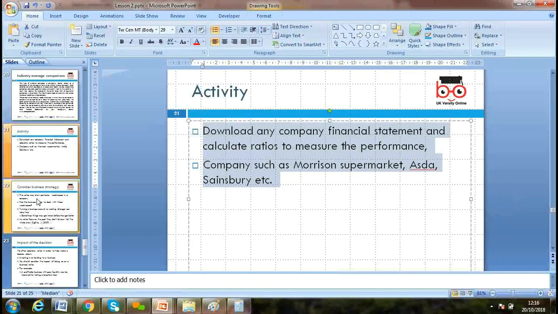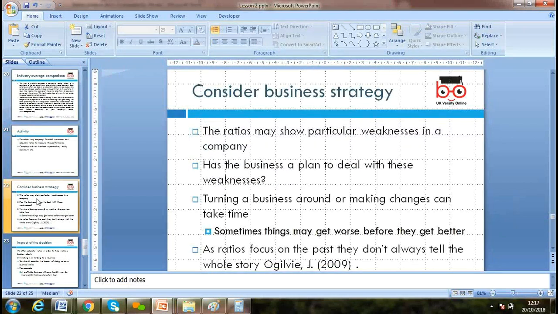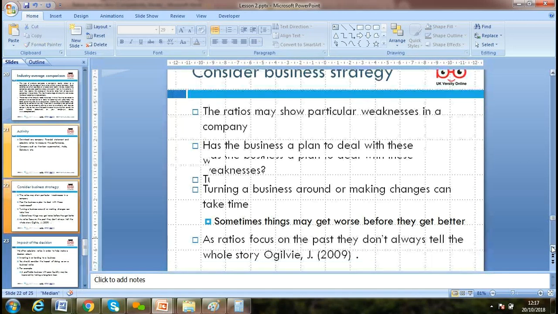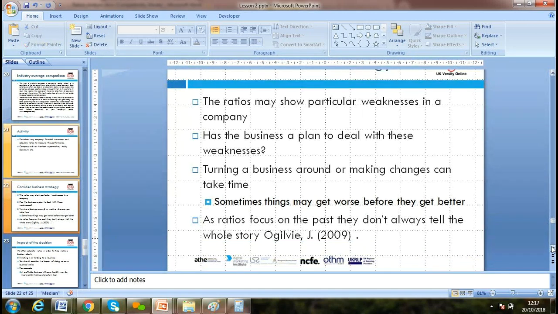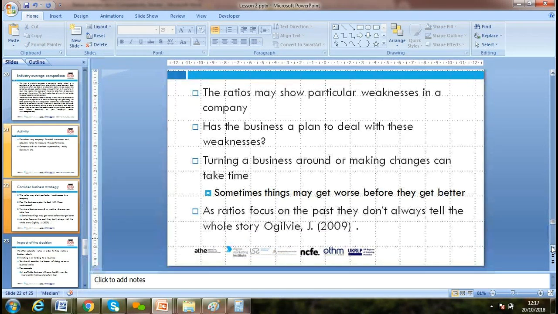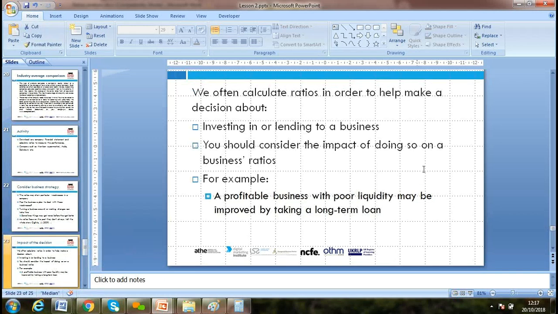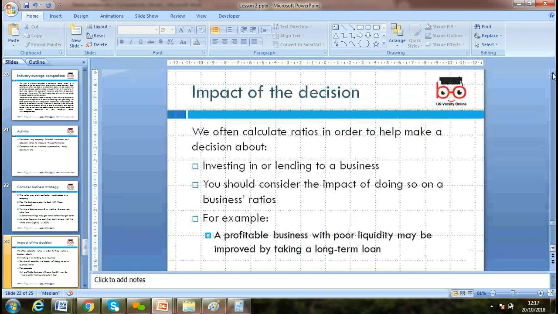So next, consider the strategy. That's your recommendation. There may be a particular weakness in the company, and they have a business plan to deal with it. Maybe you can suggest they need to make a business plan. Turning a business around and making changes takes time. At the minute, after they make some changes, the ratio may be poor, but in the long run it can have a positive effect on the company's position.